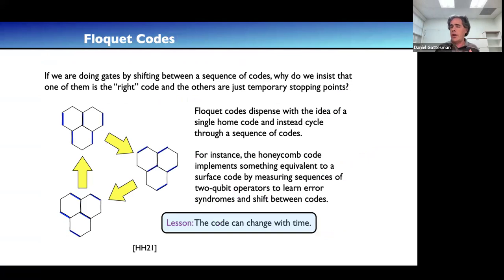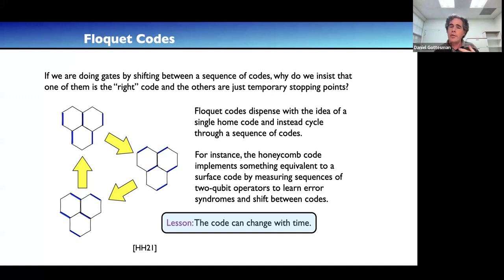Once you do that, you say, well, we started with one particular code. We went through this sequence of other codes to end up back where we started. But why is the first code the special one? It was kind of arbitrary, actually. We could have stopped at some other point during this code deformation and said, actually, this is now our new code, and the original one was just a temporary stopping point. Some more recent work by Hastings and Haah, and then many others, takes this idea very seriously and takes it to heart.